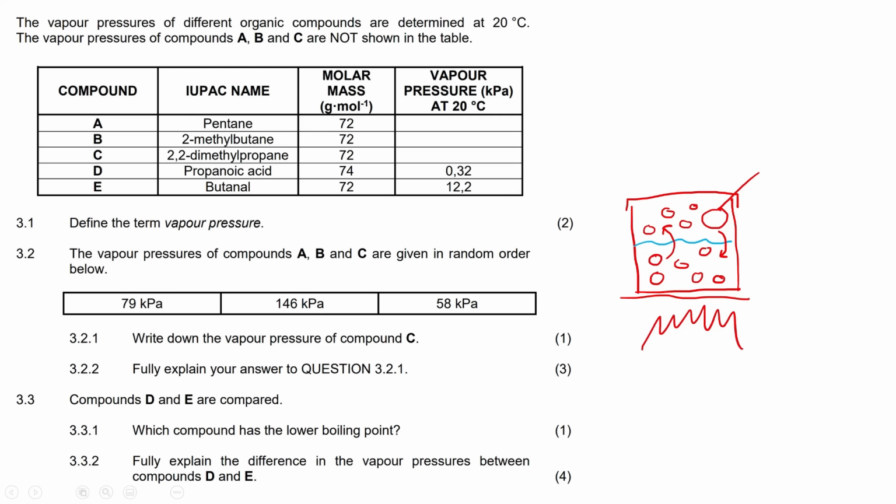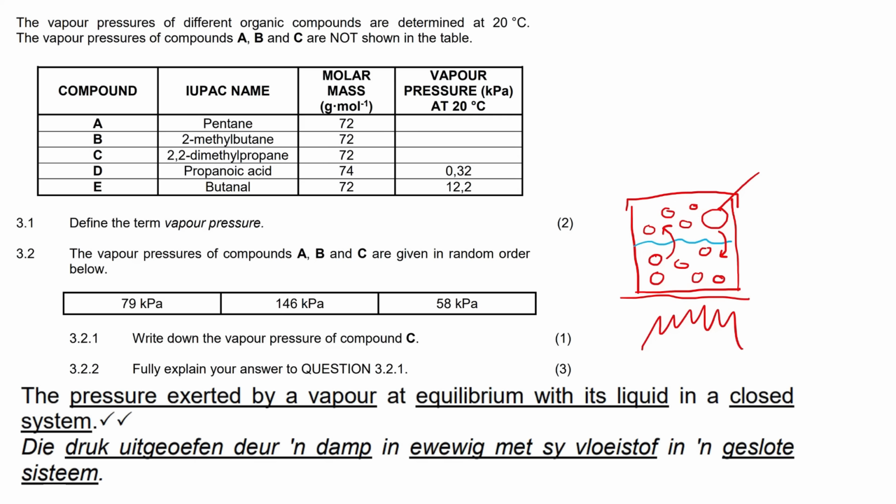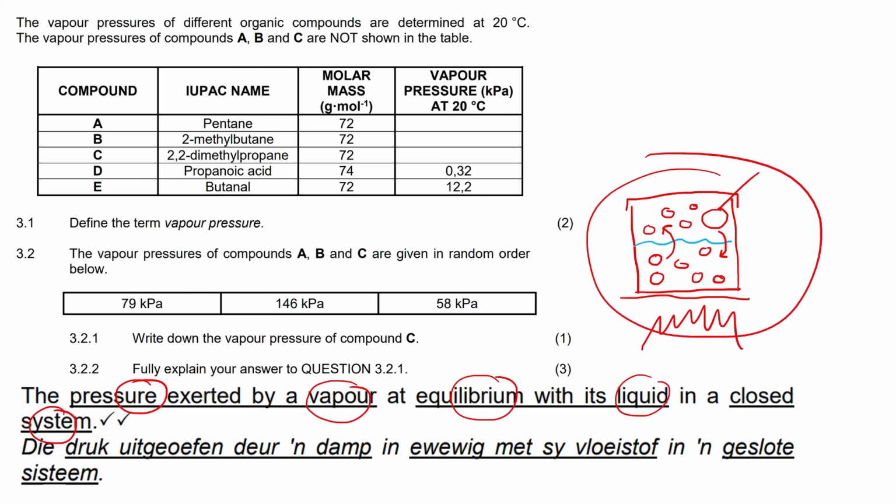So when we have a liquid that is in equilibrium with its gas in a closed system, then the pressure that the gas has, we're going to call that vapor pressure. So let's go get the definition now. So vapor pressure is the pressure exerted by a vapor which is at equilibrium with its liquid in a closed system, just like we explained over here.